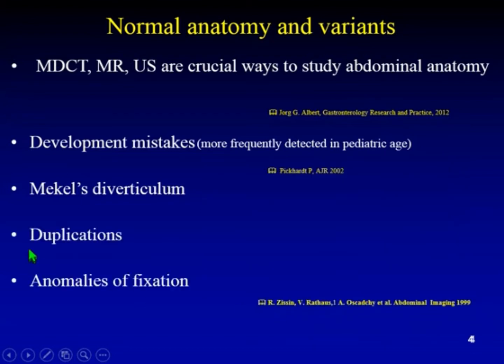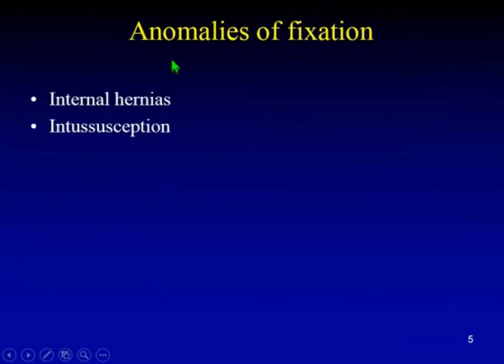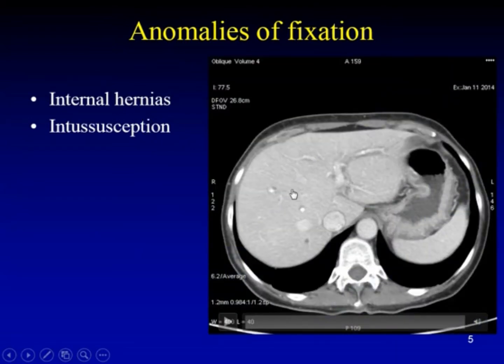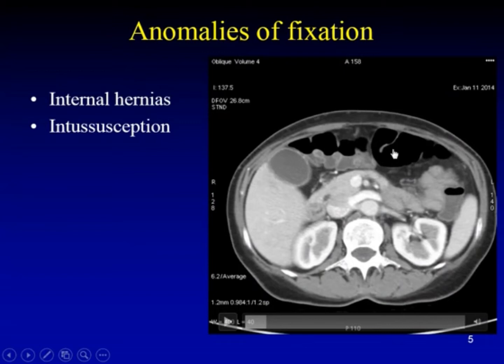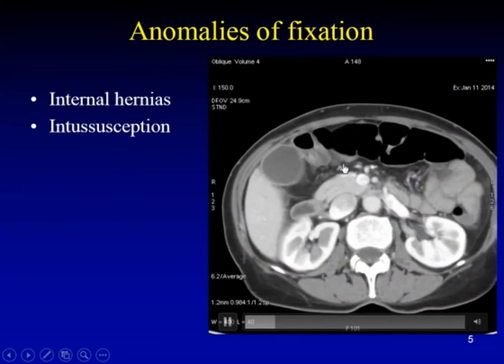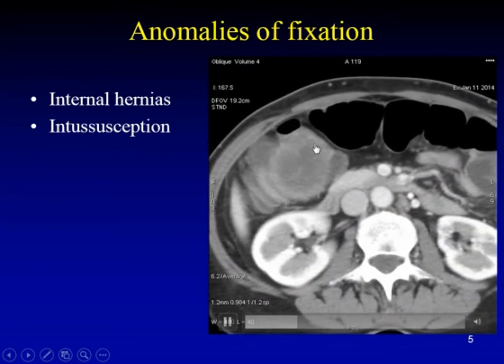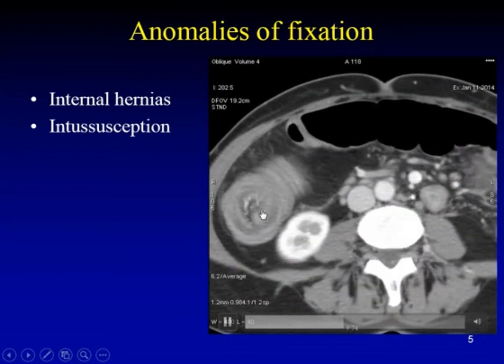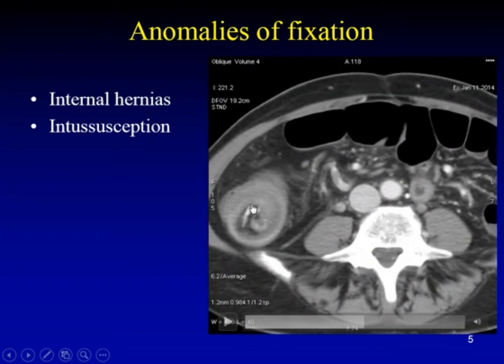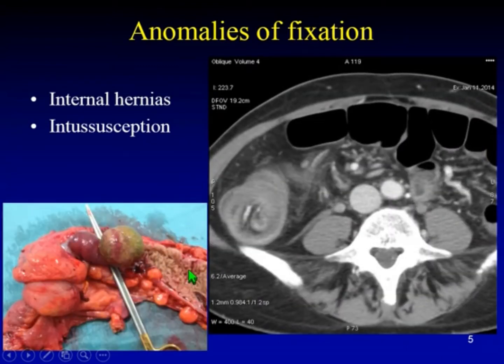Duplications are not so frequent, but anomalies of fixation are more frequent. Why will we speak about anomalies of fixation? Because they may determine internal hernias and intussusceptions. This is a patient who arrived at our emergency department due to a subocclusion condition. You may detect some air-fluid levels and right-sided abdominal pain. The problem was this 5 centimeter solid hypodense mass, which determined an ileocolic right-sided intussusception due to an extra mobility of intestinal structures. The surgeon performed an ileal resection, and he found that this solid mass which determined the intussusception was a GIST of the small bowel.